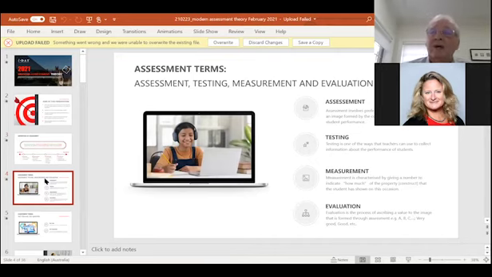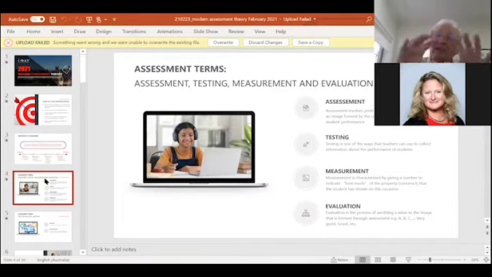I just want to finish that definition part by saying, if you think like this, then you can see straight away that there is a difference between terms that people commonly use. Assessment does not equal testing. Testing is one way you collect information. It's just one of the ways. Measurement doesn't equal testing, and it doesn't equal assessment.